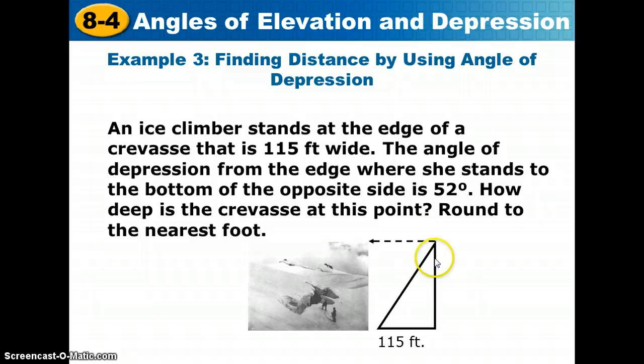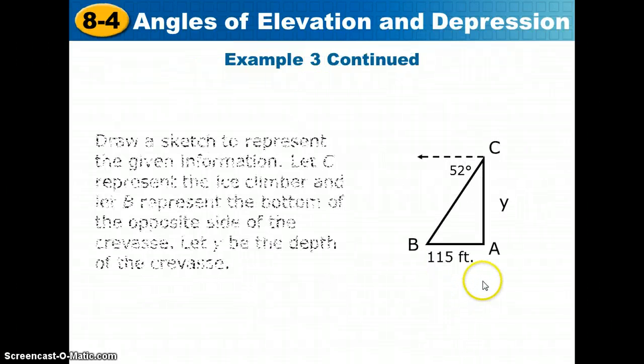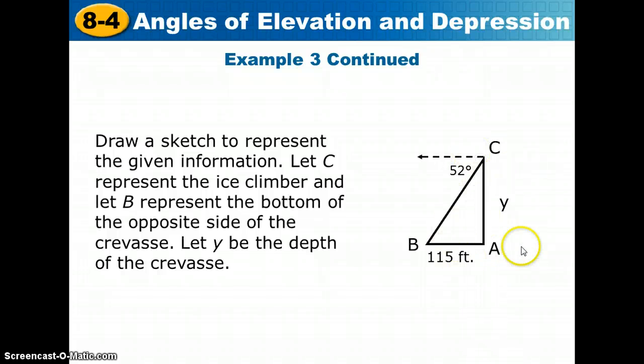Well, you have this diagram already drawn for you. Let's take a look at what it would look like. We're going to draw our sketch and label it a little more in depth. We're going to let C represent the ice climber, and B represent the bottom of the opposite side of the crevice. We're going to let Y represent the depth of the crevice. Well, we know the crevice is 115 feet wide, and we know this angle of depression is 52 degrees.